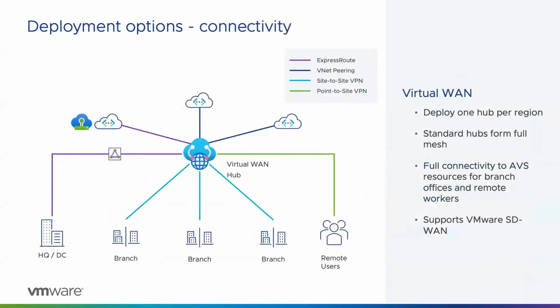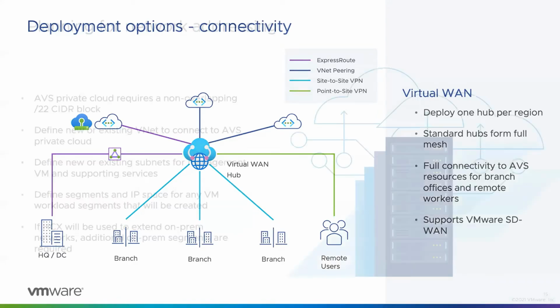Virtual WAN is another supported topology. Similar hub and spoke concept applies here. You have a virtual WAN hub configured in a region and connections defined for on-prem data centers and branch offices. AVS, again, becomes just another spoke by way of linking the AVS ExpressRoute to the virtual WAN hub gateway.